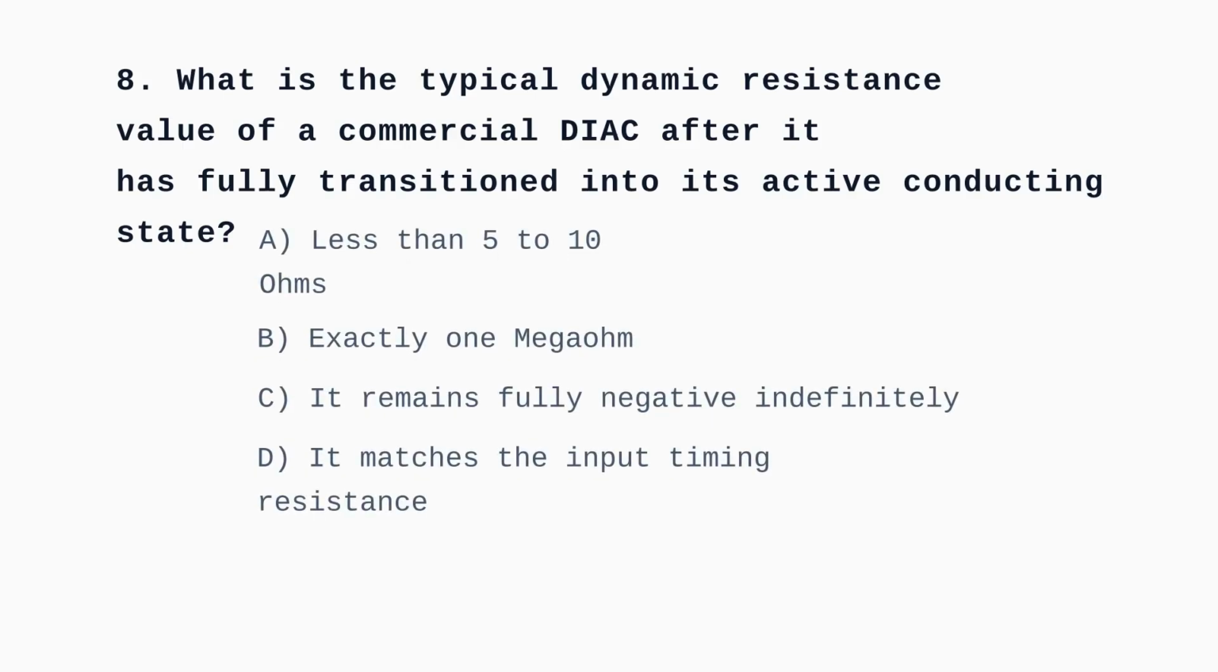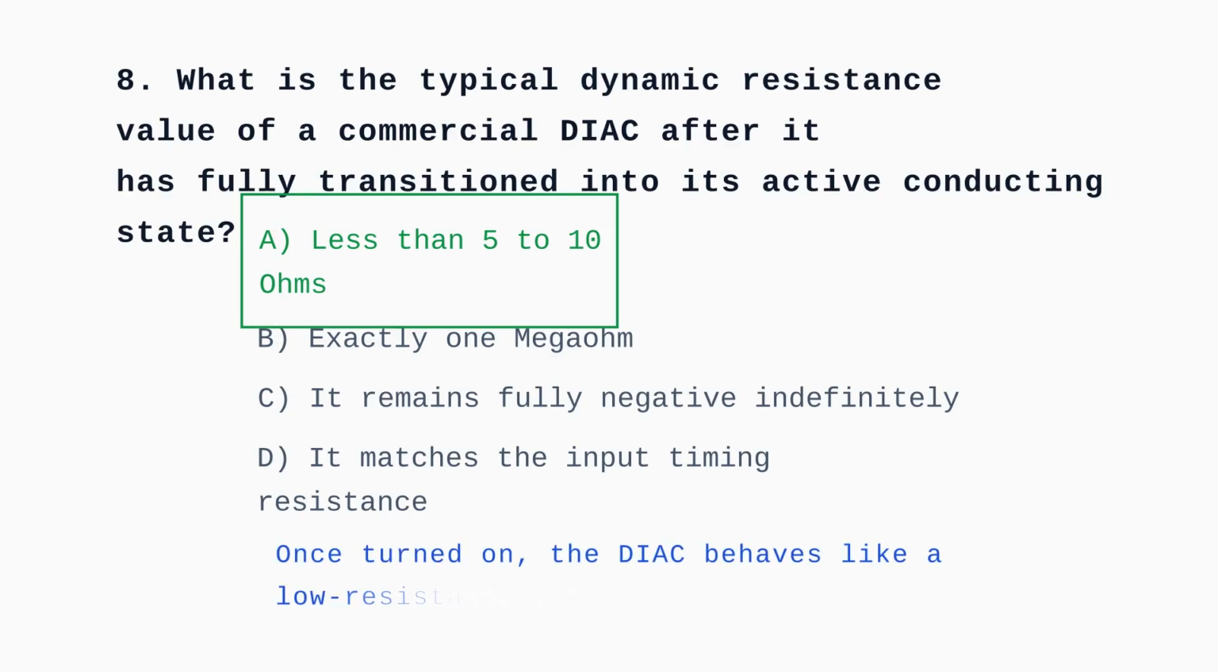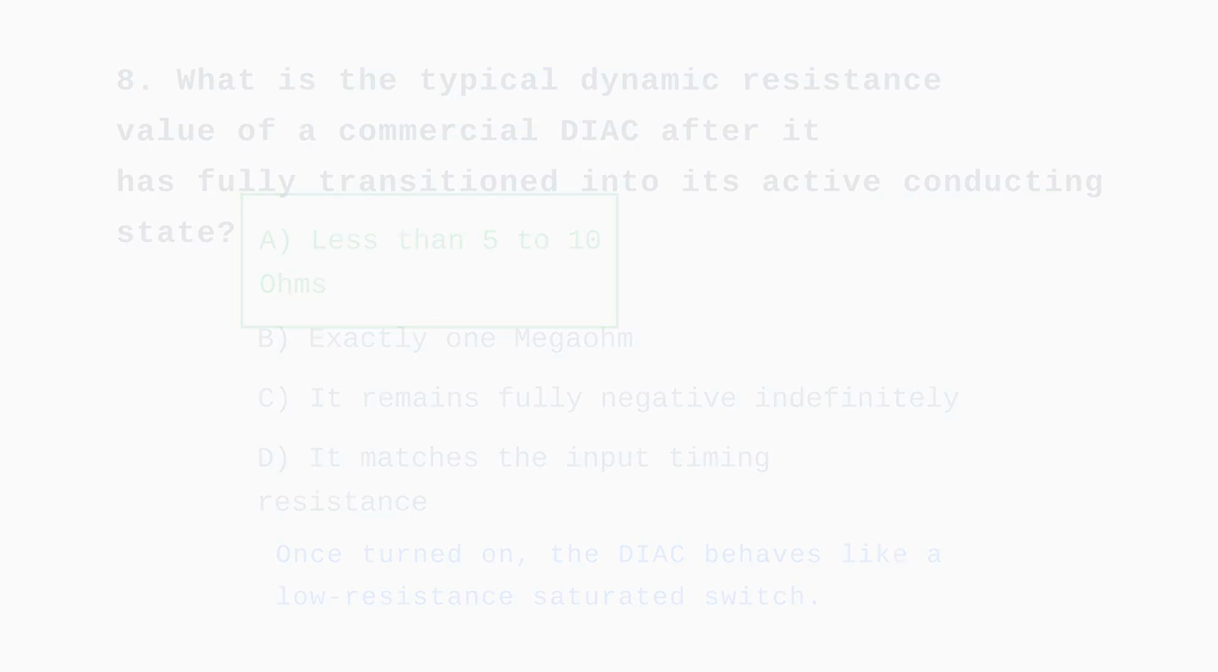Question 8. What is the typical dynamic resistance value of a commercial DIAC after it has fully transitioned into its active conducting state? Following the negative resistance transition, the DIAC saturates. In this on state, its dynamic resistance is extremely low, typically sitting below 10 ohms.